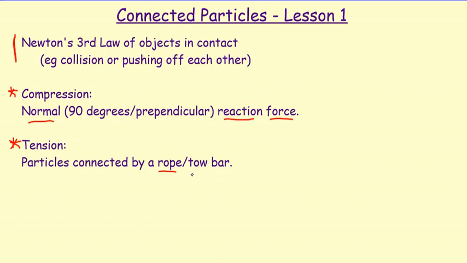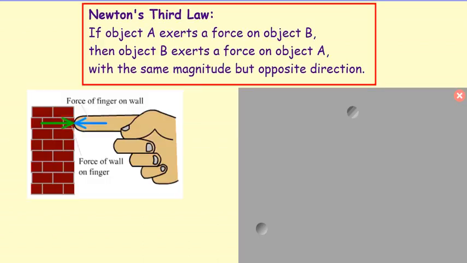First of all, though, this is the first lesson. Let's get started. So Newton's third law states that if object A exerts a force on object B, then object B exerts a force on object A with the same magnitude but opposite direction. You may have heard it said as every force has an equal and opposite reaction, or every action has an equal and opposite reaction. This is, I think, a clearer way of explaining it though.